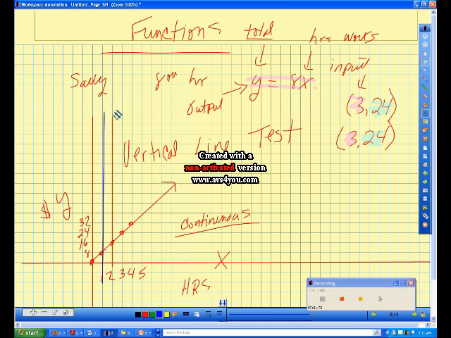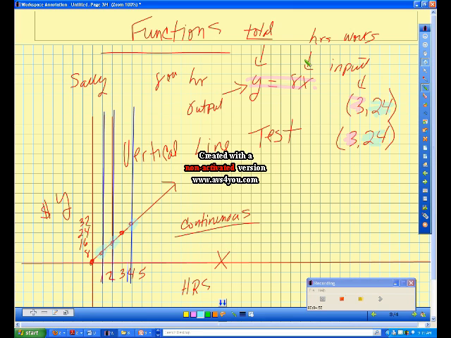I can draw a vertical line, so that means straight up and down, anywhere through the graph, and it's only going to hit the graph in one location. So for example, this line right here only hits the function right there. This vertical line right here only hits in one place right there. This one only hits in one place right there.